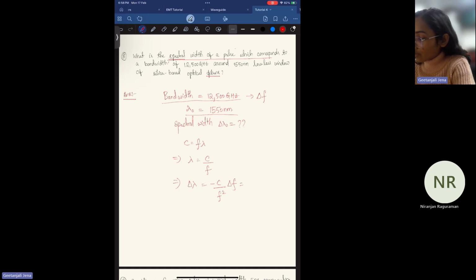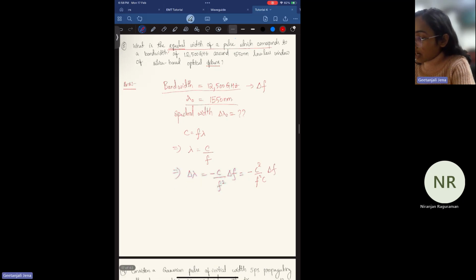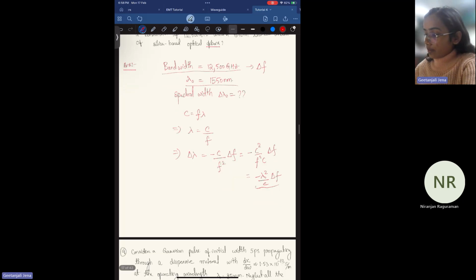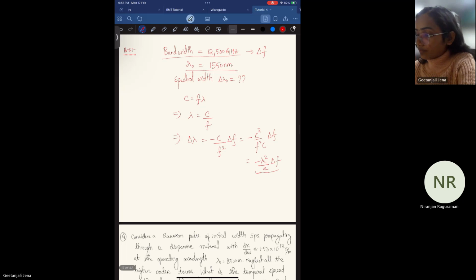So what you can do? You can multiply by C and divide by C. C by F gives lambda 0, so this becomes lambda 0 square over C delta F. Now we know all the parameters. Lambda 0 is given, delta F is given, and C is the speed of light in vacuum.